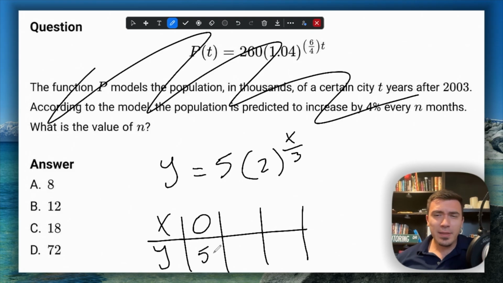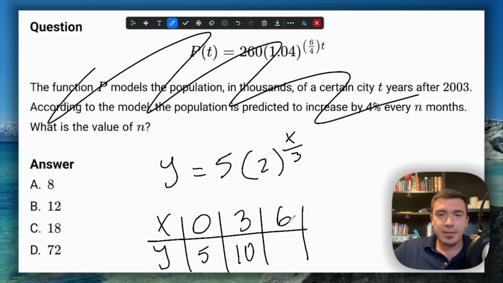And then I want to think about the next logical number that I should be plugging in for x. A lot of students are going to say 1, but 1 isn't good because I'll plug in 1, I'll have 1 over 3. I don't know how to do 2 to the 1 over 3. So a better value for x to plug in afterwards is going to be 3, because if I do 3 over 3, that's 1. That gets me an exponent of 1. I know how to do that. 2 to the 1 is 2 times 5, 10. The next logical number for me to plug in for x is going to be 6, because 6 over 3 is 2. 2 to the 2 is 4 times 5, 20.